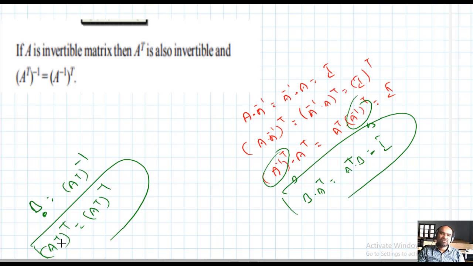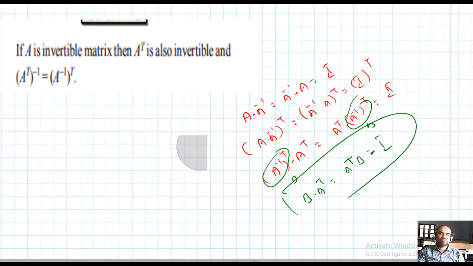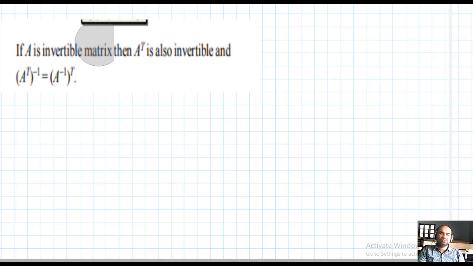You should take care, I did not write the symbols clearly. So B means A inverse, this is inverse, this is transpose, this is transpose, this is inverse. This is also one of the important properties. You should remember.